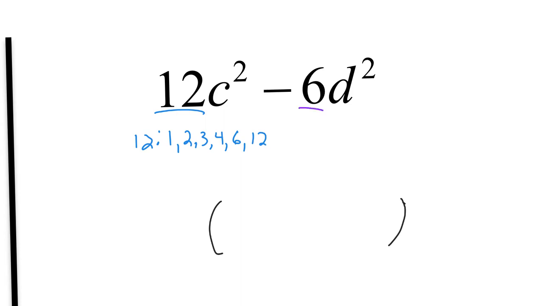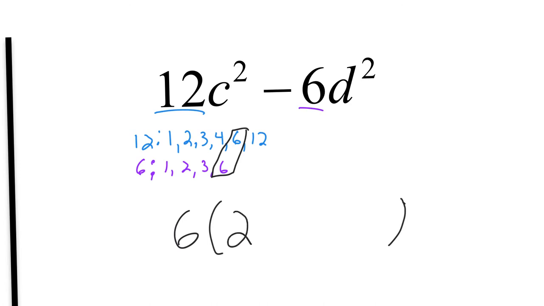For the number 6, I have the 1, the 2, the 3, and the 6. Oh, so look, guys, the greatest common factor is not 1, 2, 3, it's actually 6. So I'm going to factor out a 6 right here. Now you guys are going to start dividing. So 12 divided by 6, that's going to be 2.